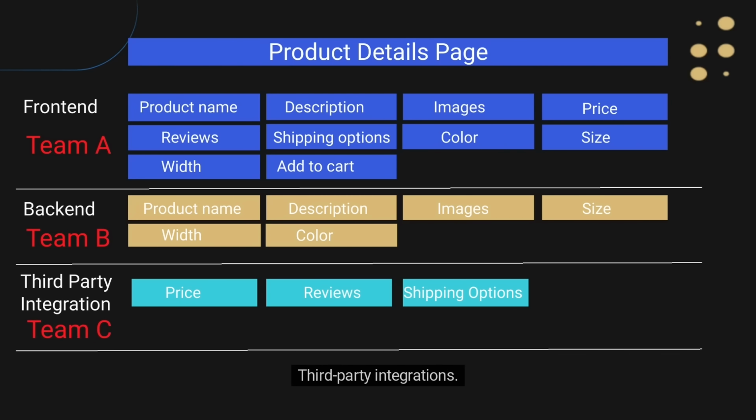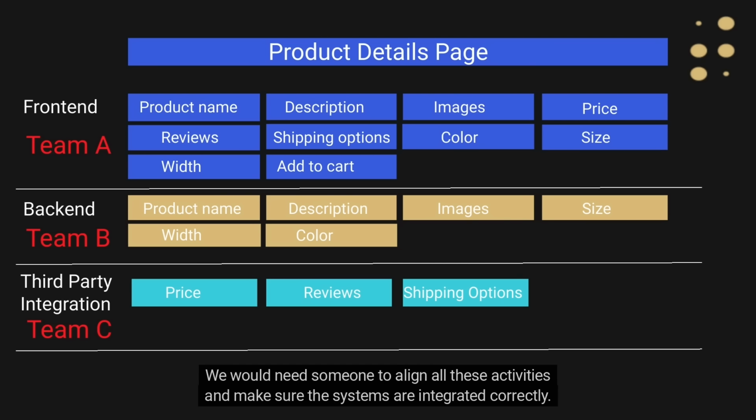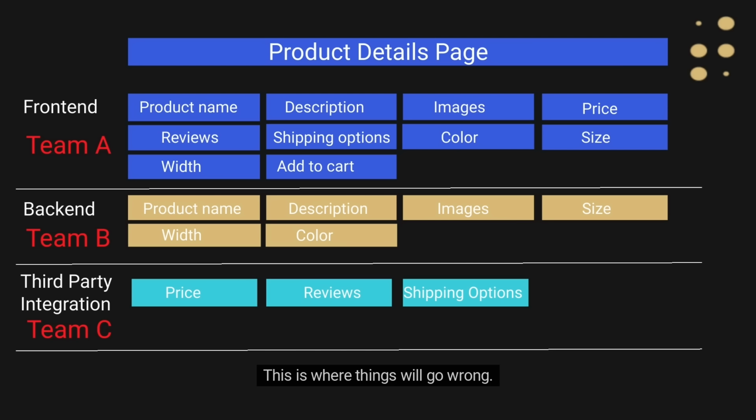third-party integrations. This might seem very efficient, but to manage this, we will have management overhead. We would need someone to align all these activities and make sure the systems are integrated correctly. This is where things will go wrong. Hence, I won't recommend horizontal slicing for agile projects.